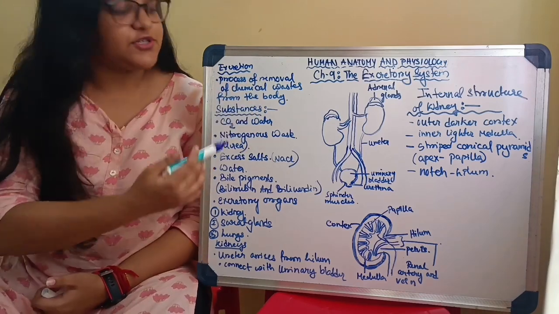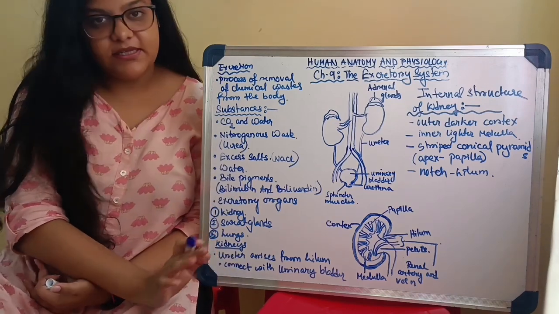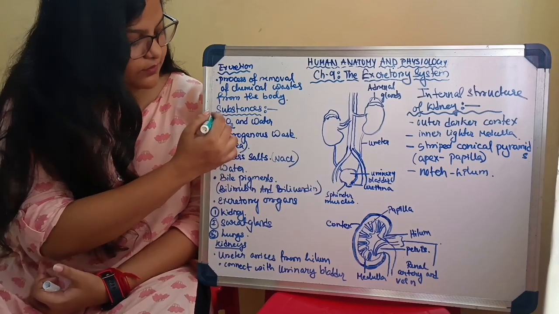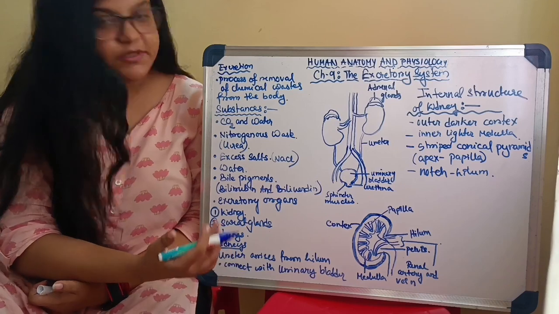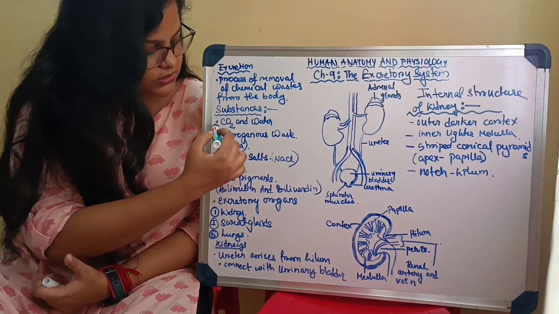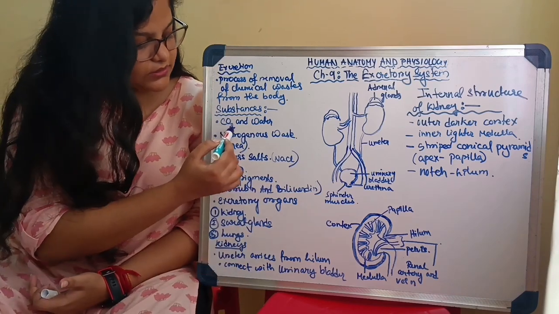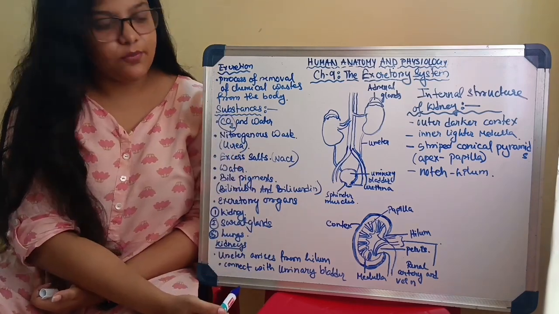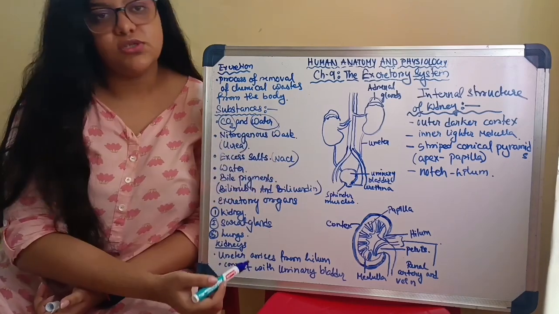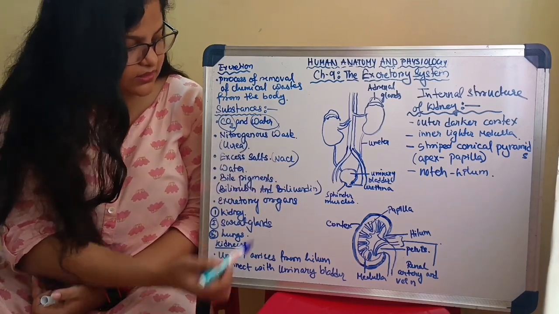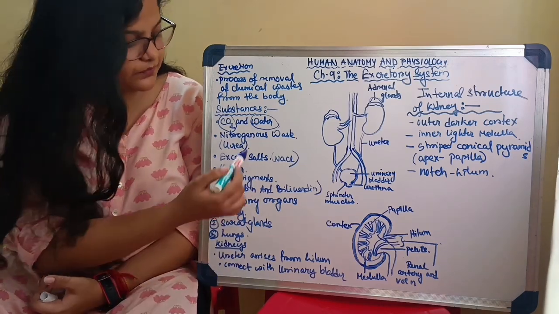Now excretion is just the process of removal of chemical waste from the body, and it can be done in many ways. Before that, we need to know what are the substances that are required to be removed, right? Those are, at first, the excess CO2 and water. Now CO2 is obviously not required by the body, so it needs to be excreted. And excess water is also not good for the body. Otherwise, the dilution by the water may create some problems.